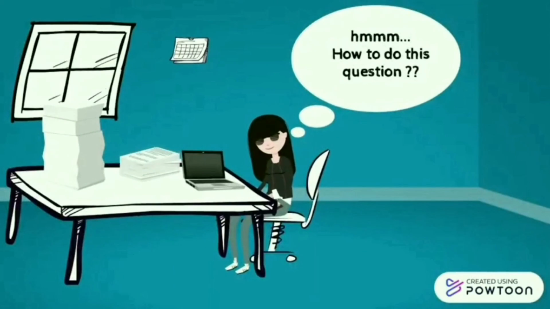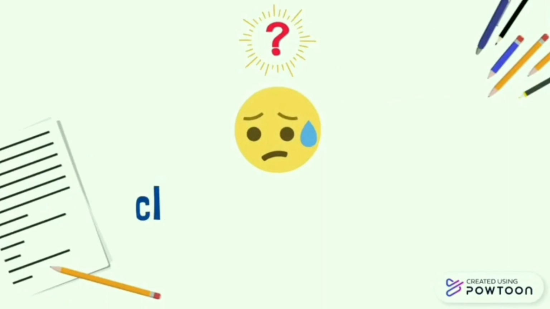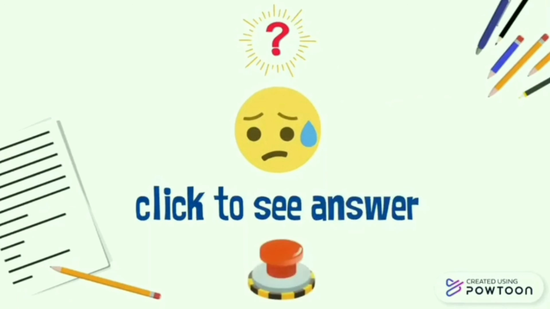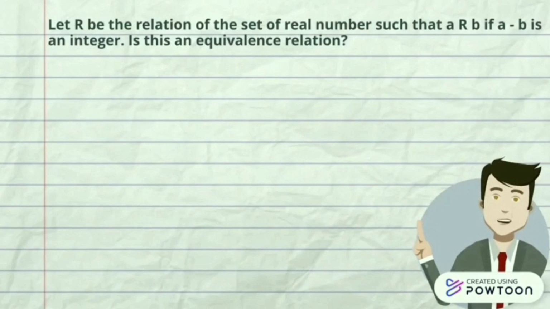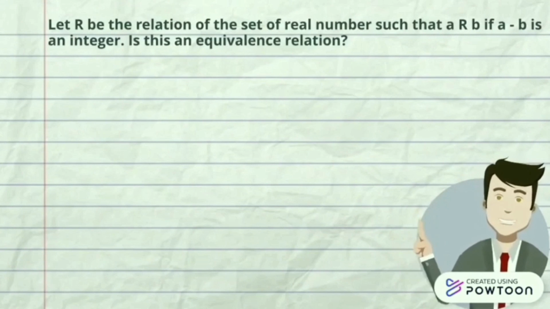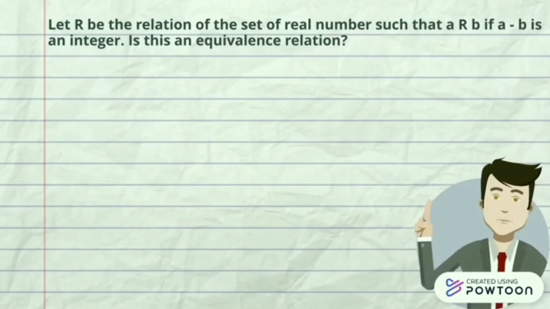How do we do this question? So, let's take a look together at how to solve the question. Question number 1. Let R be the relation on the set of real numbers such that a R b if a minus b is an integer.